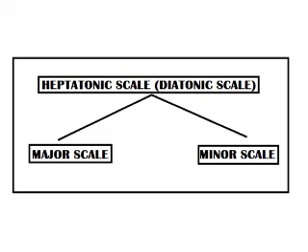Now, the heptatonic scale can be divided into two based on the European musical tradition. They call it the diatonic scale. A diatonic scale is divided into two. We have the major diatonic scale and the minor diatonic scale. Both of them are made up of seven notes, heptatonic in nature, major scale and minor scale.